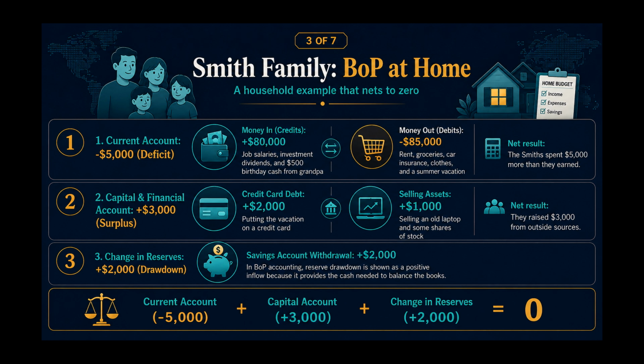In BOP accounting, this reserve drawdown is shown as a positive inflow because it provides the cash needed to balance the books. So the final equation becomes: current account negative 5,000, plus the capital account positive 3,000, plus the reserve drawdown positive 2,000, equals 0. This is exactly how BOP works.